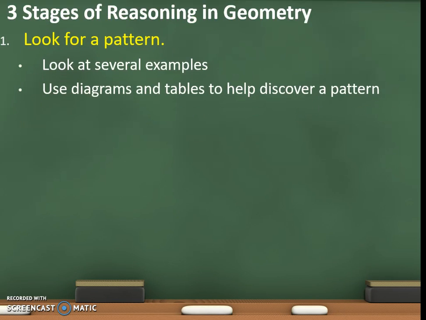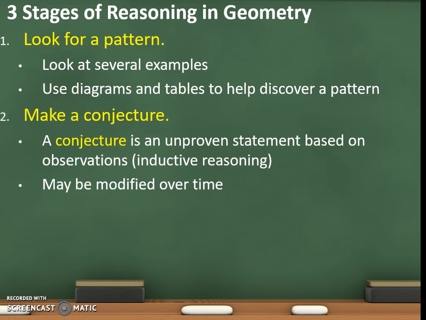So there are 3 stages of reasoning in geometry. First stage is look for a pattern. Look at several examples. Use diagrams and tables to help discover a pattern. Number 2, make a conjecture. A conjecture is an unproven statement based on observations. This is called inductive reasoning. So conjecture is an unproven statement. Okay? And maybe you can modify it over time based on your observations.